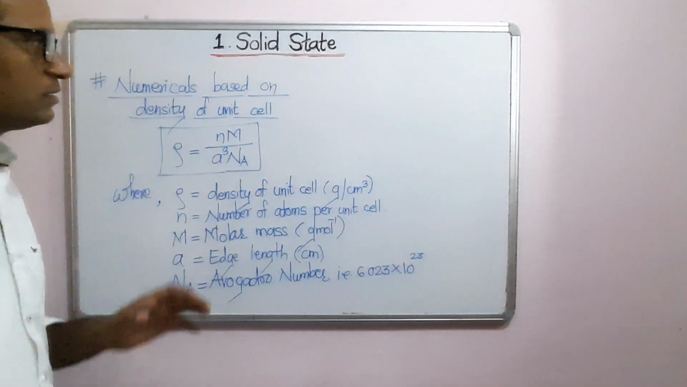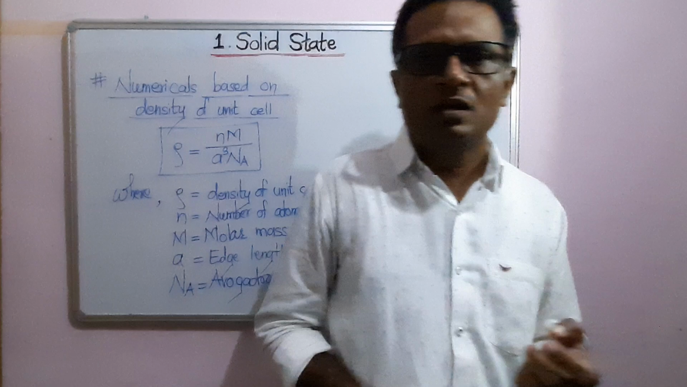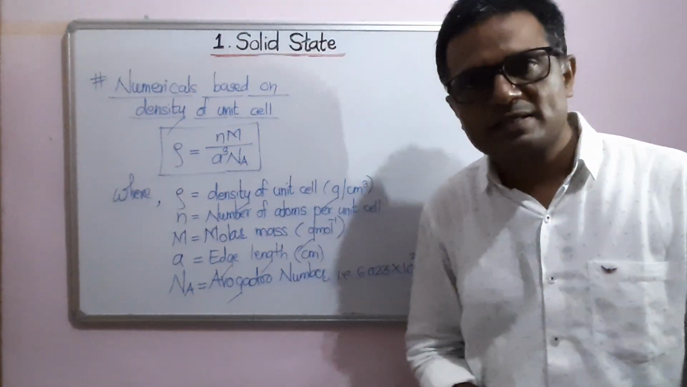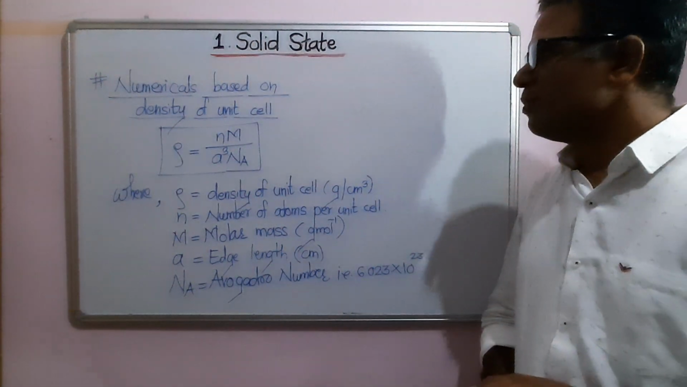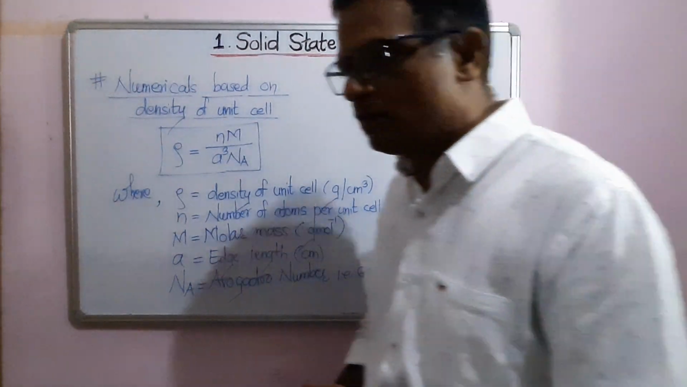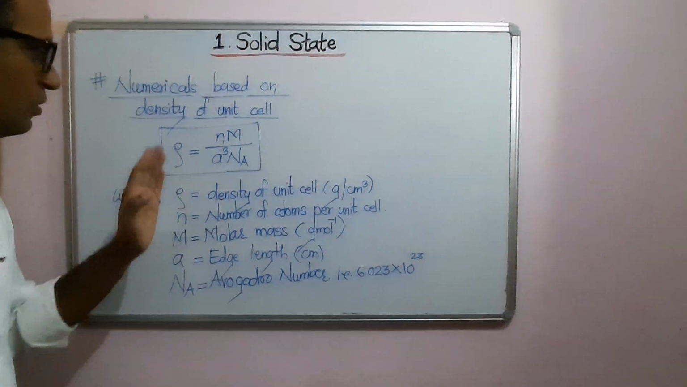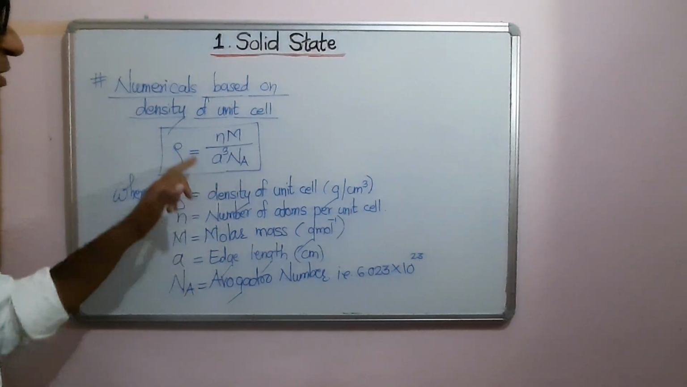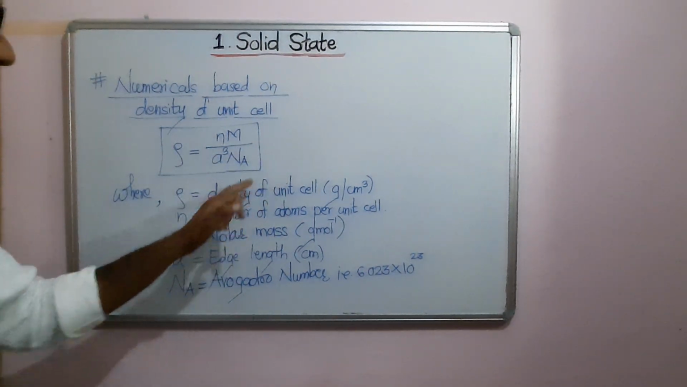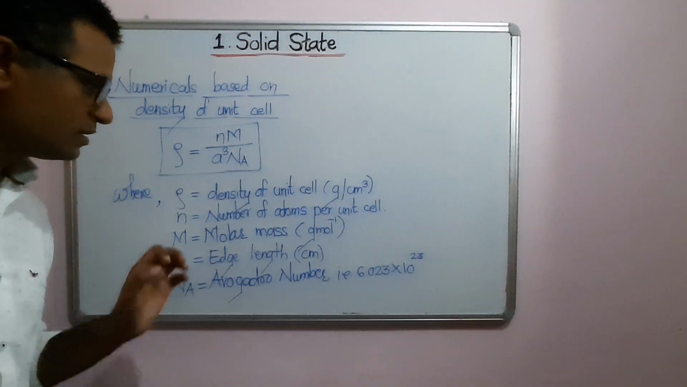So just take the screenshot. Also, in the board examination the question may ask, write the formula for density of unit cell, and give the significance of terms in the particular equation. At that time you have to write this equation for 1 mark and the parameters for 1 mark. So just take the screenshot.